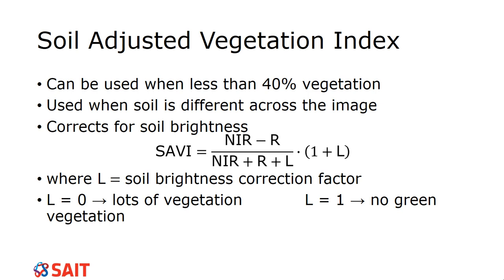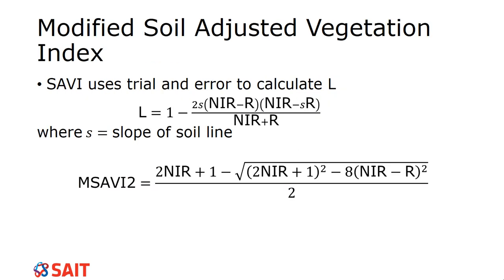So we're trying to correct for soil brightness. But how do we get this L? Where does that come from? Because it became trial and error, we're like, okay, well, if we keep trying, we'll eventually match some of our observations, and then it will eventually give us the right answer. That doesn't really save a lot of time, so they decided to modify it, and so now we have the modified soil adjusted vegetation index, which is MSAVI.